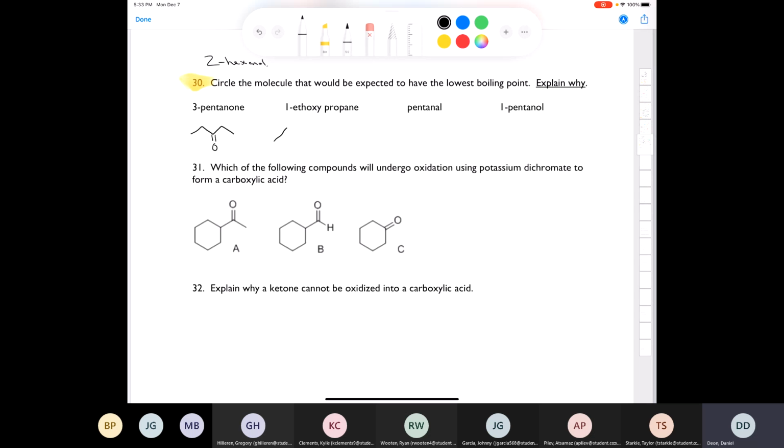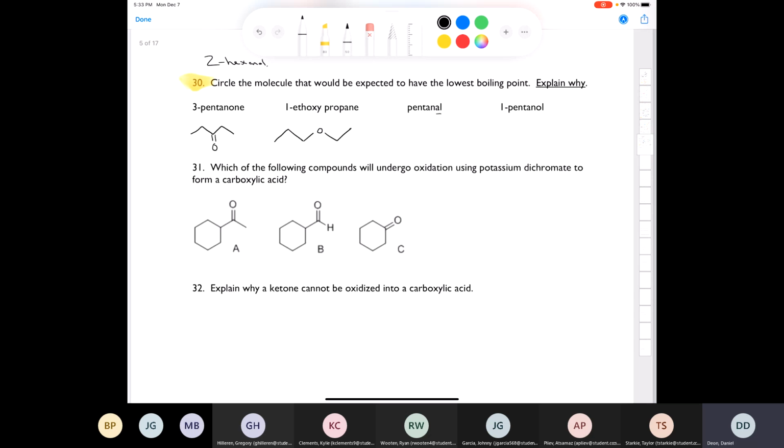Then it asks us to draw 1-ethoxypropane. So we'll start with 1, 2, 3 carbons like that, and then we'll put an ethoxy on it like this. Remember to count your carbons carefully, right? We have 1, 2, 3, right? And then we have our ethoxy group here. So that's 1-ethoxypropane.